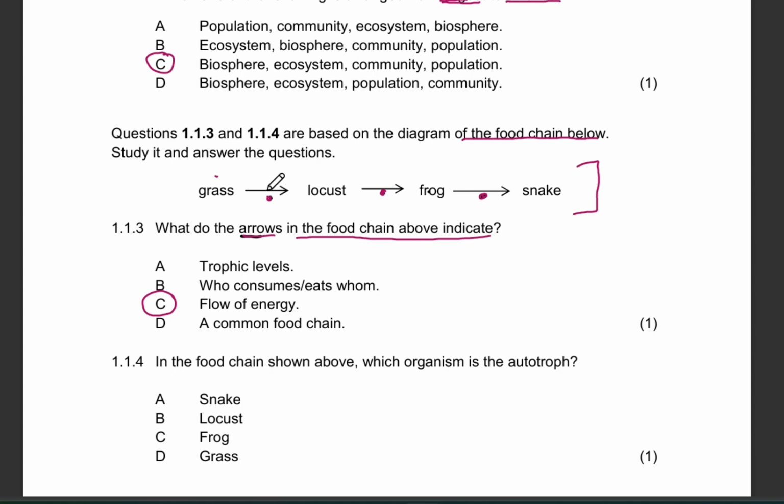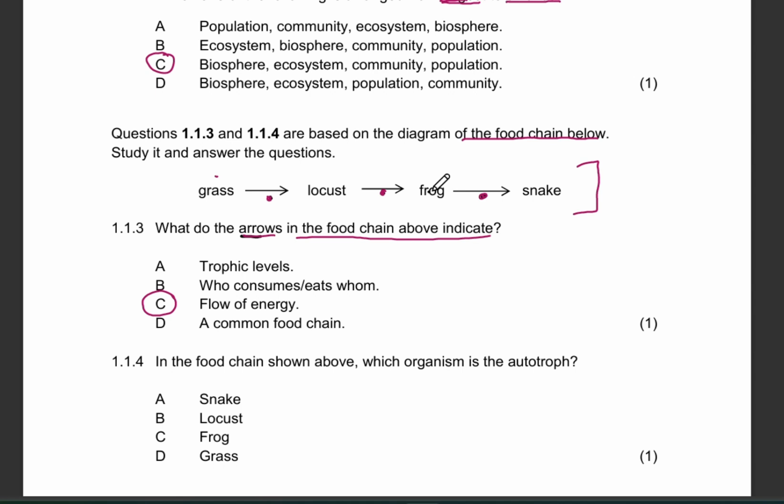So this will be a flow of energy from the grass to the locust. This arrow is indicating flow of energy from the locust to the frog. This arrow is indicating flow of energy from the frog to the snake. So how you need to analyze this is that when the locust feeds on the grass, it obviously receives energy. Same with the frog feeding on the locust. Same with the snake feeding on the frog.